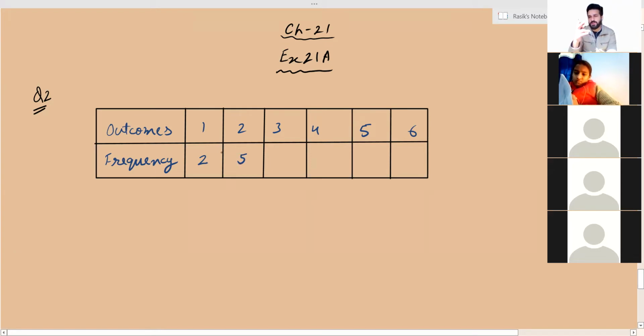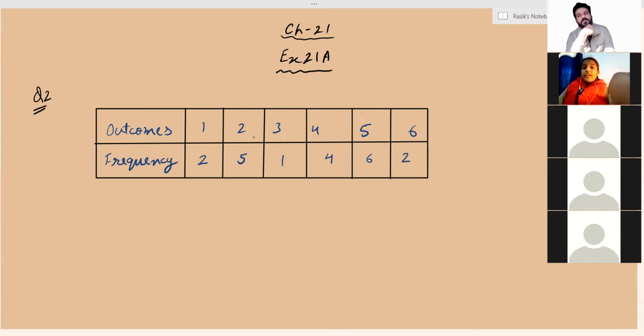What is the frequency of 2? 5. What is the frequency of 3? 1. Frequency of 4? 4 times only. So 4. Frequency of 5? 6 times. So 6. Frequency of 6? 2. So this is known as the frequency table for the given data. This is what you had to do in the question. Understood?